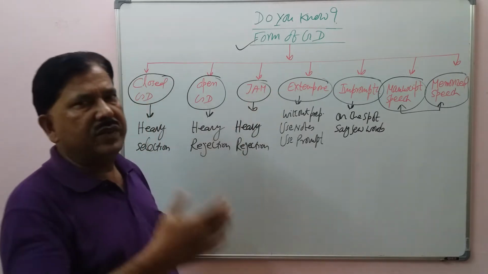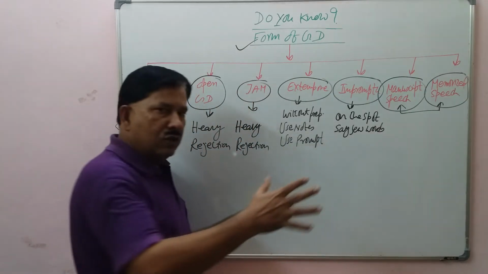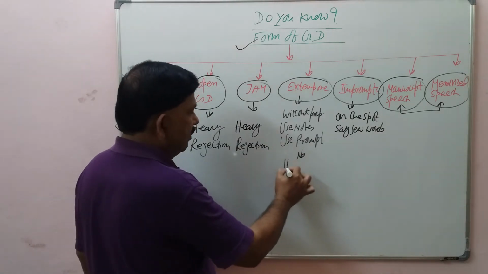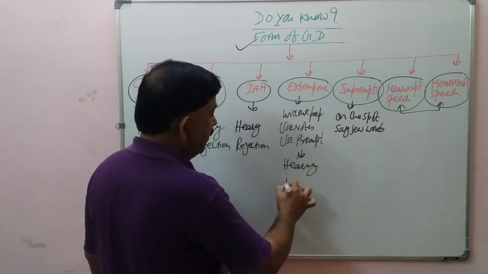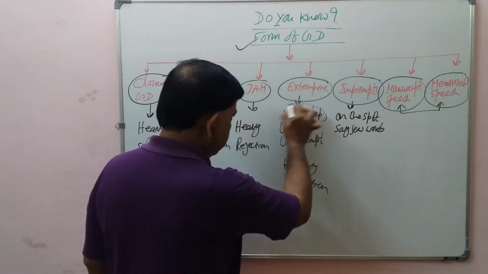Extempore, which is nowadays very important, is also for heavy rejection. Impromptu is also for heavy rejection. These four are for heavy rejection. Extempore, as the name itself makes clear, is without any preparation.